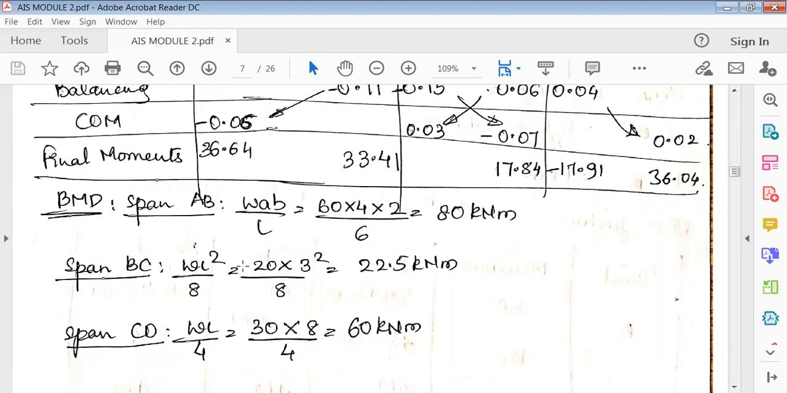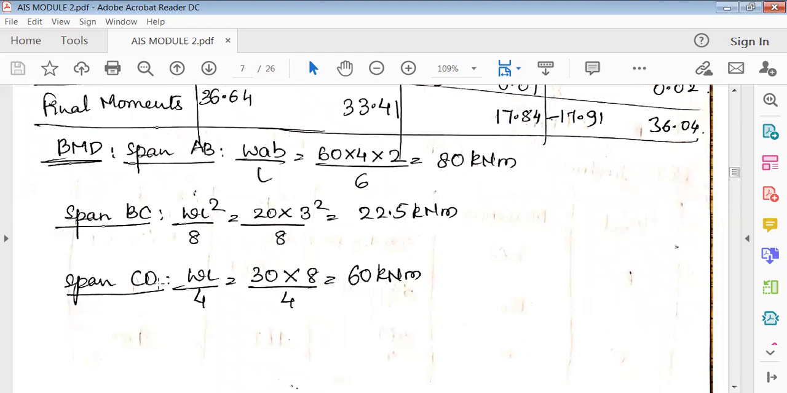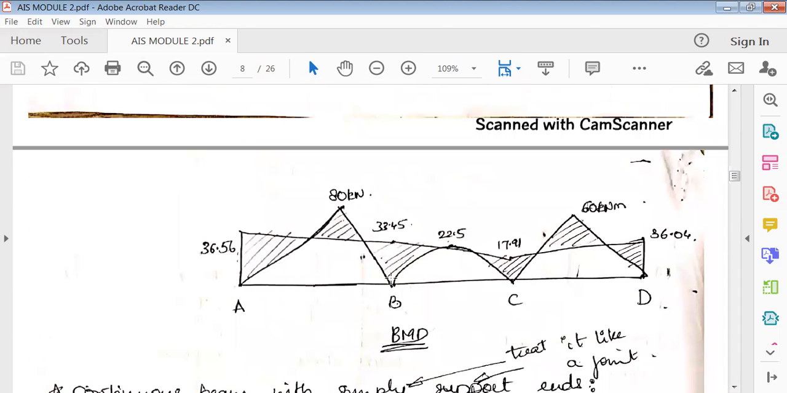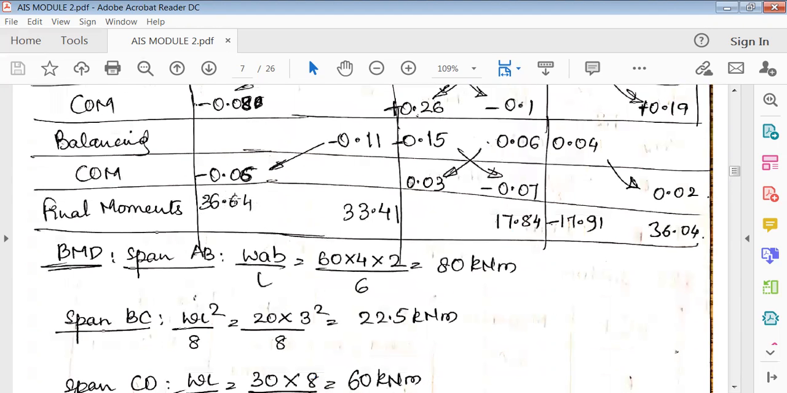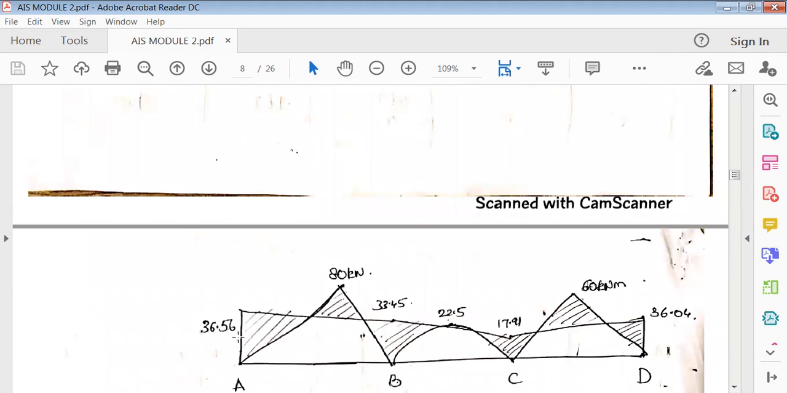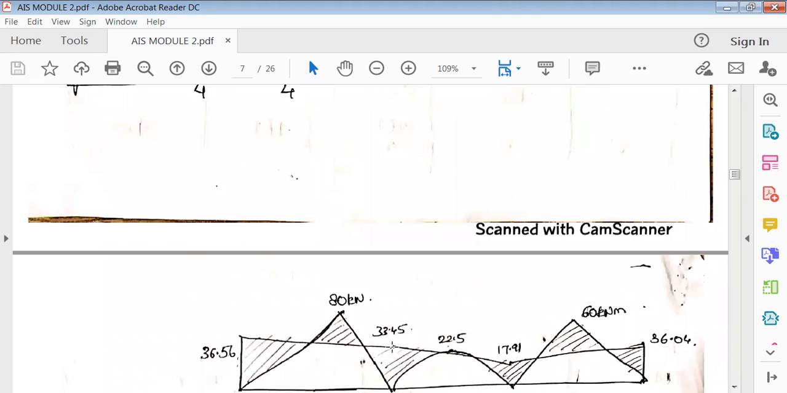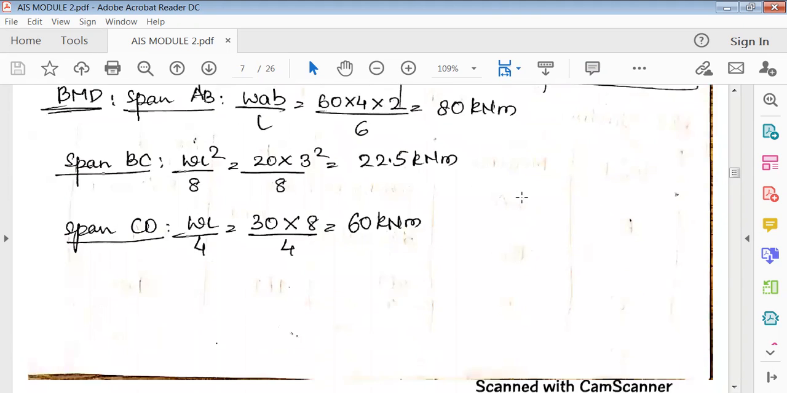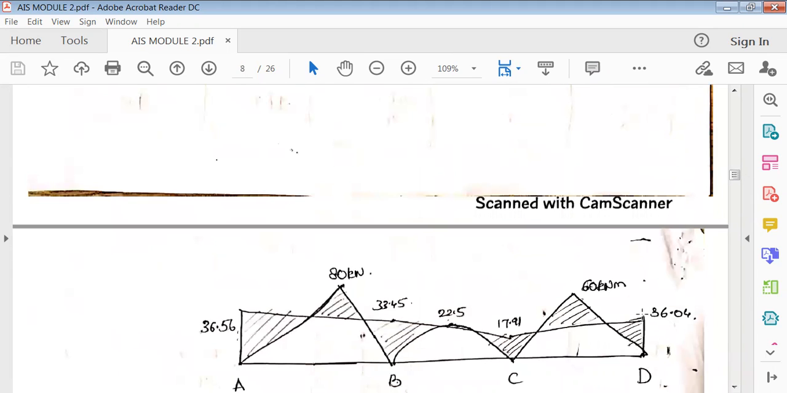You draw the bending moment diagram. So for span AB, WAB by L, span BC, WL square by 8, and span CD, WL by 4. These are the free bending moments, as we've shown here. Then whatever we got here, mark this. So 36.64, it's actually minus here, then 33.4, 33.4 at B, then at C it is 17.9, 17.9, and finally this is 36.04, 36.04.